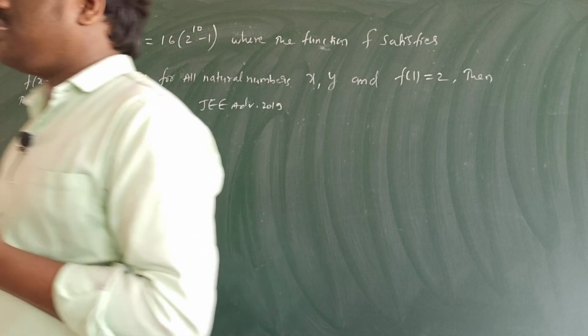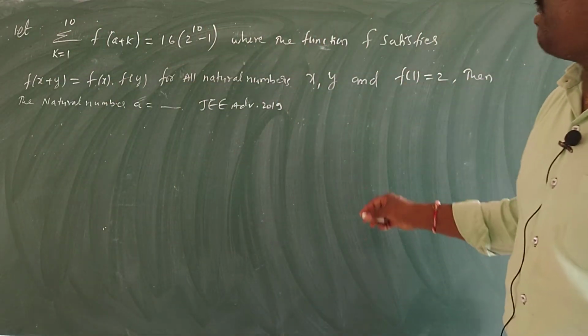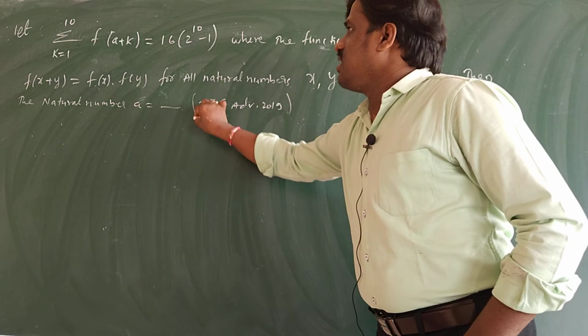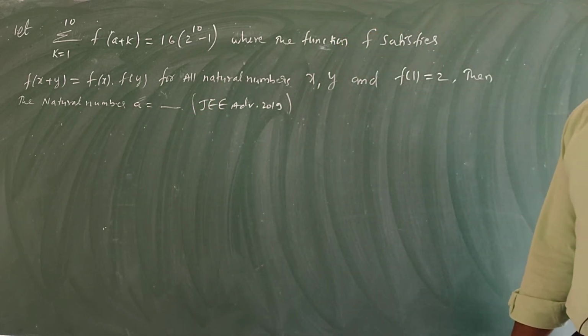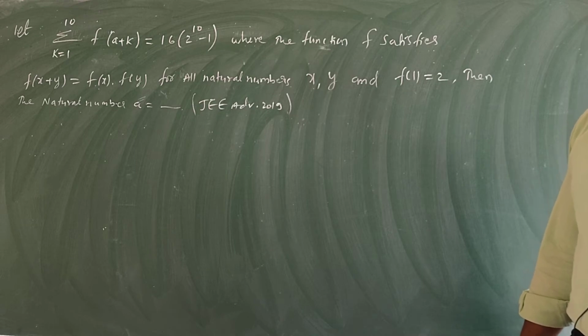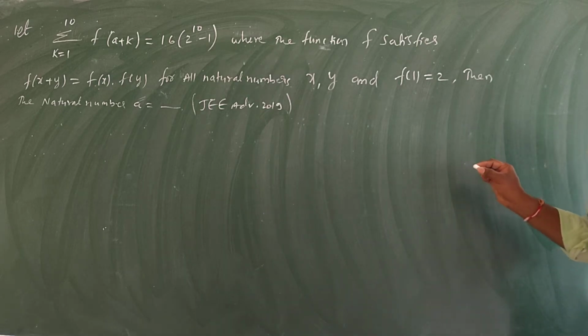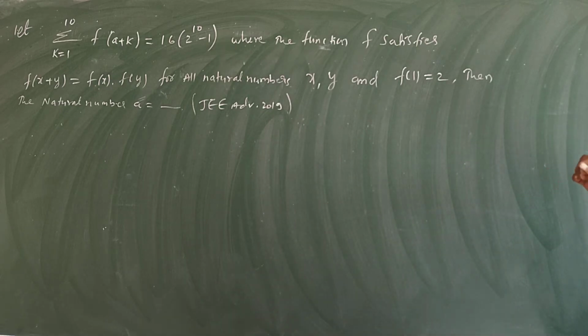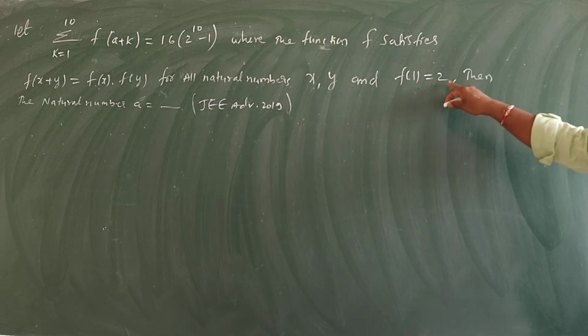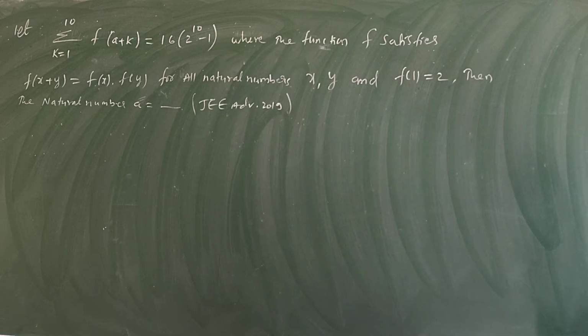So, functional equation, JEE 2019 advanced question. What is the question here? Let the sum from k equal to 1 to 10 of f(a + k) be equal to 16 into (2^10 - 1), where the function f satisfies f(x + y) = f(x) f(y) for all natural numbers x, y. f(1) is equal to 2, then what is the value of a?